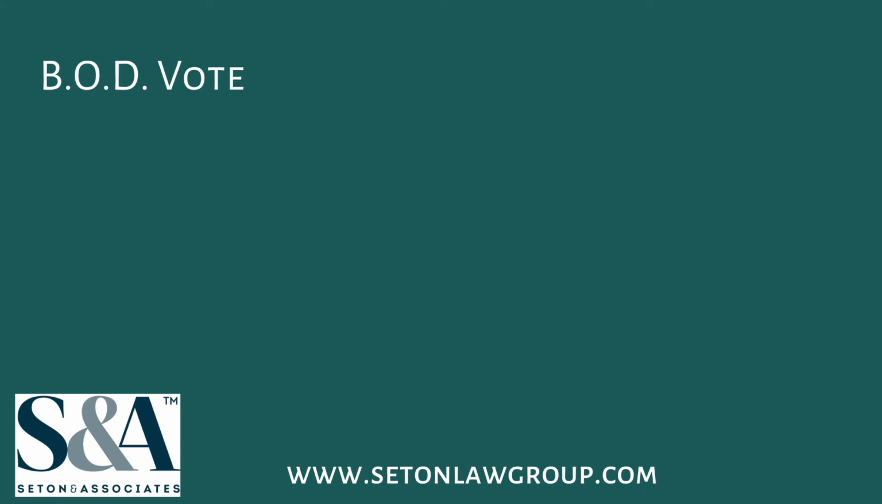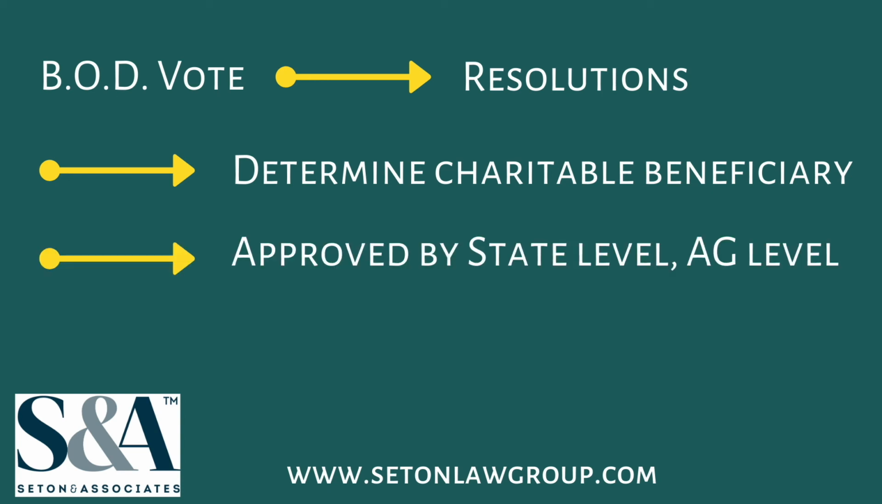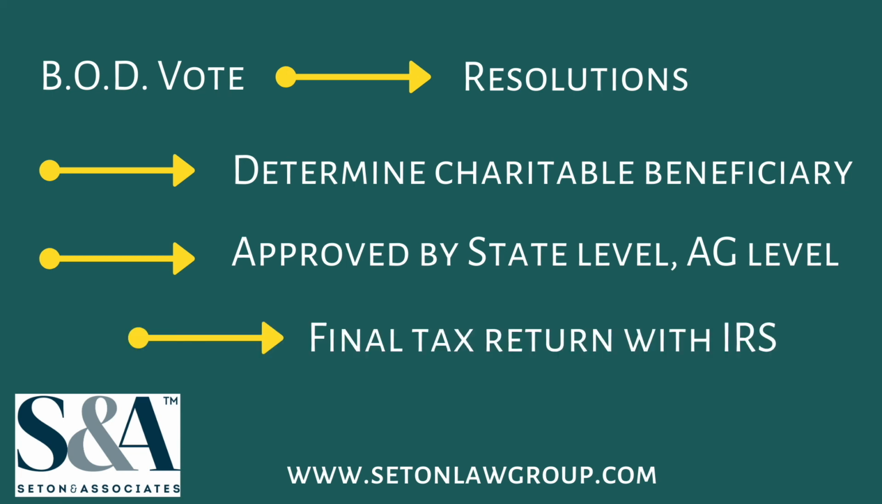So the process of dissolution, again, comes from the board of directors having a vote, that vote being then turned into resolutions, including a charitable beneficiary to receive any excess assets that remain after the creditors have been satisfied. That's all approved on a state level, attorney general level, and then also a final tax return with the IRS. So a fairly lengthy process could take anywhere from 2 to 6 months to accomplish, but that takes you through the whole process of dissolution.